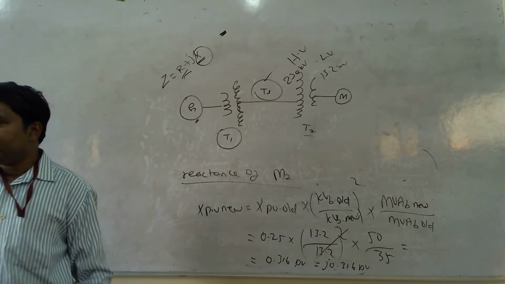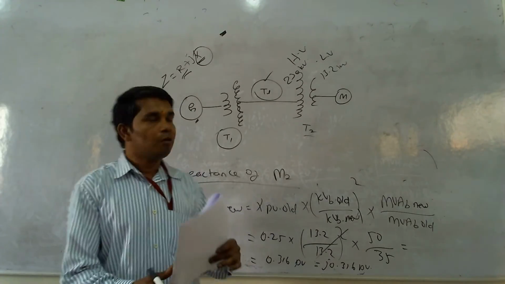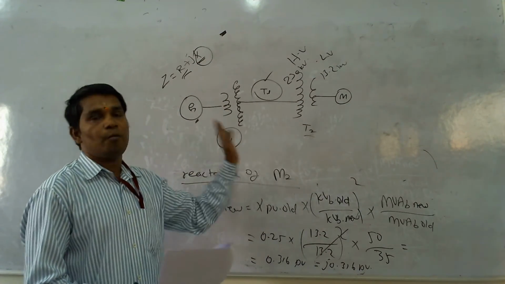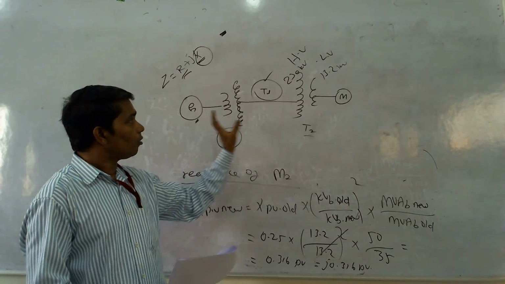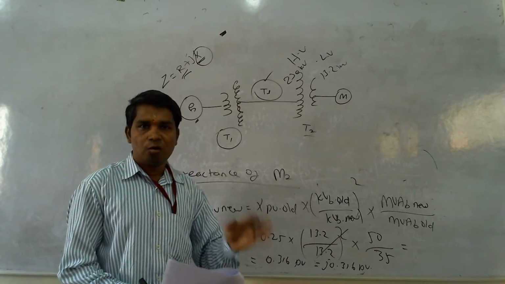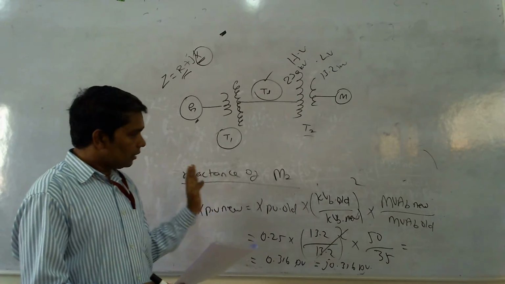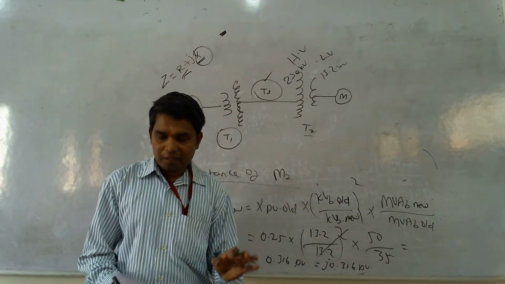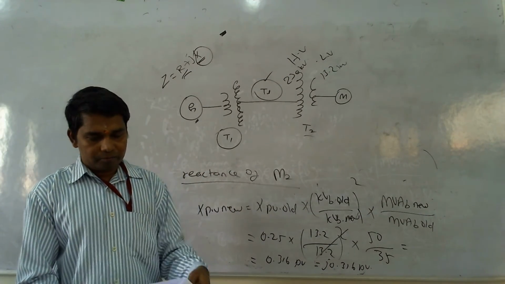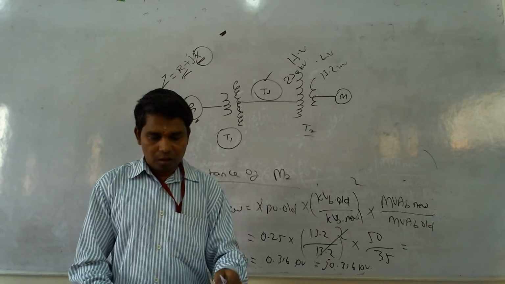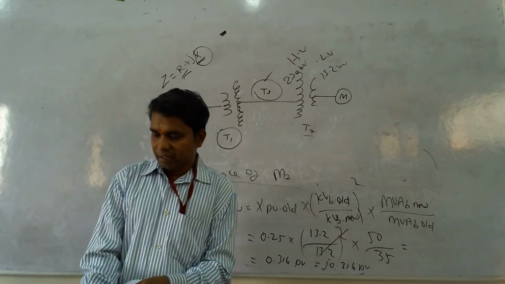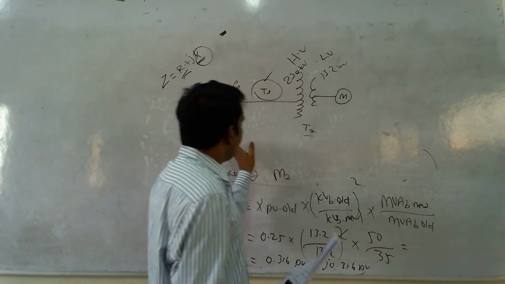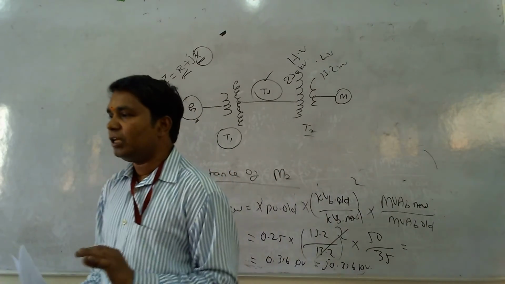So this is the entire set of values we have calculated for all the components. Now we have to draw the reactance diagram by keeping all these values. That will be called the reactance diagram for the given power system, by which the numerical comes to an end.